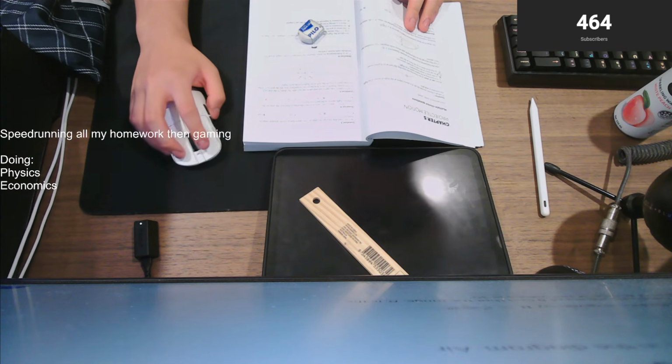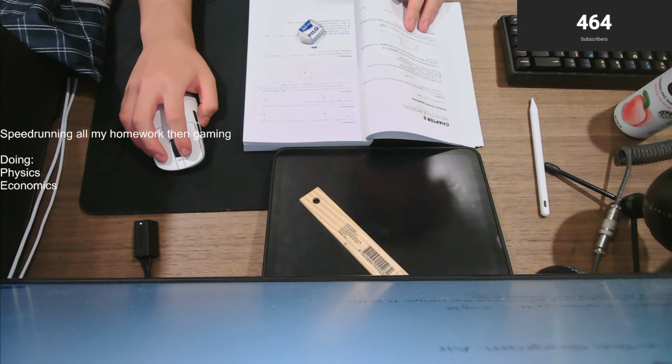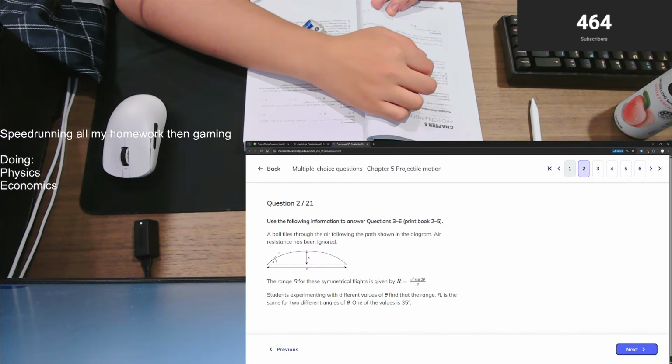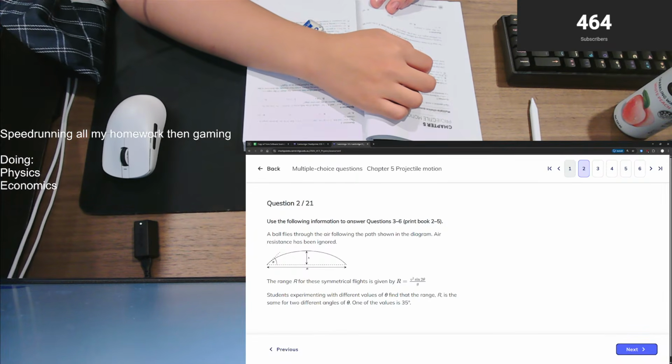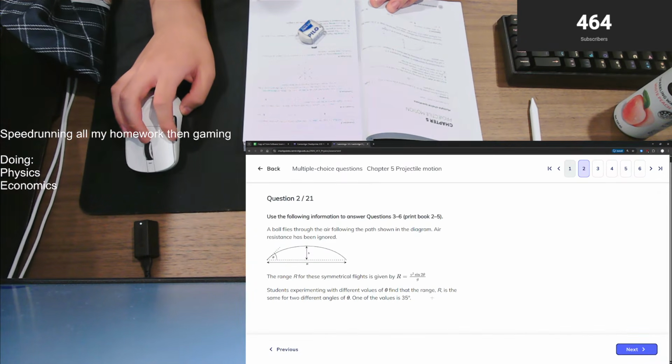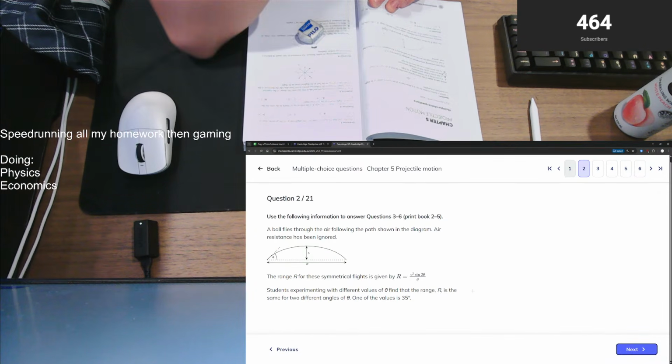All flies through the air following the path shown in the diagram. Air resistance can be ignored. Range R for these symmetrical flights given R. Varying different values of theta finds that the range R is the same for two different angles of theta. One of the values is 35.